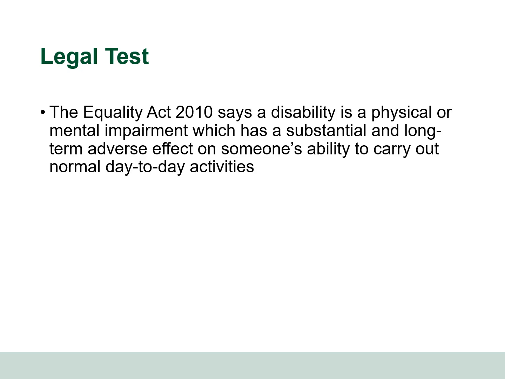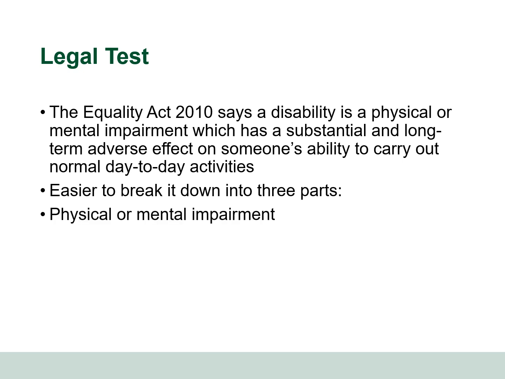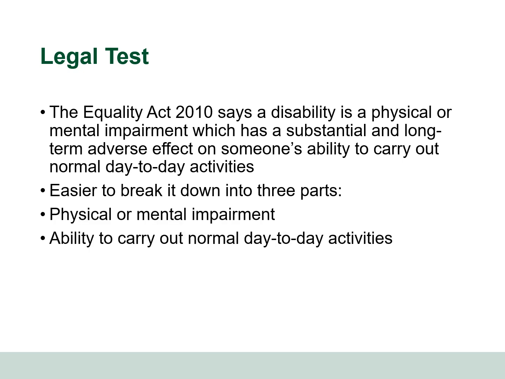The Equality Act says a disability is a physical or mental impairment which has a substantial and long-term adverse effect on a claimant's ability to carry out normal day-to-day activities. It sounds complicated, but it is easier to understand when broken down into three parts: physical or mental impairment, ability to carry out normal day-to-day activities, and long-term. I'm going to tell you about each of these parts in turn.